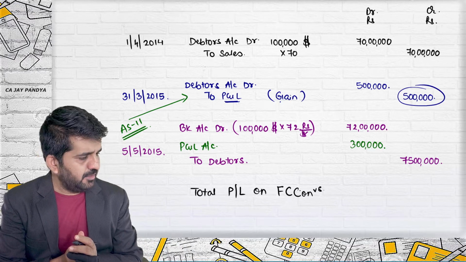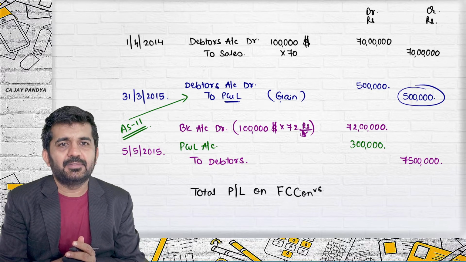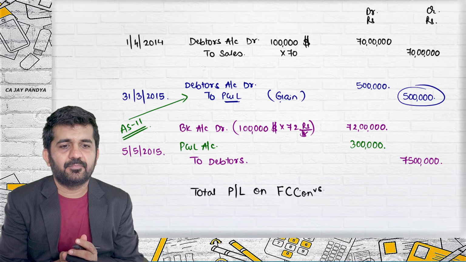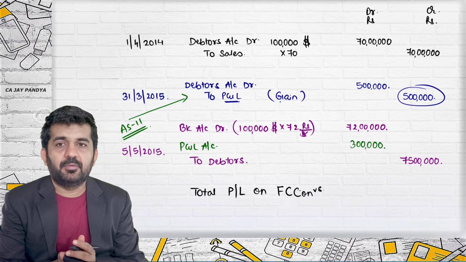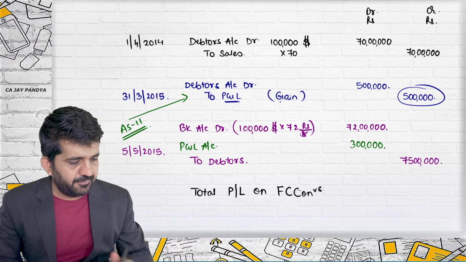Can you explain, Bhavya? Sir, on closing we recorded a profit of 5 lakhs. Exactly. But when we received the amount, there was a loss of 3 lakhs. So net, there is 2 lakhs profit. Also, in another way, try to concentrate.